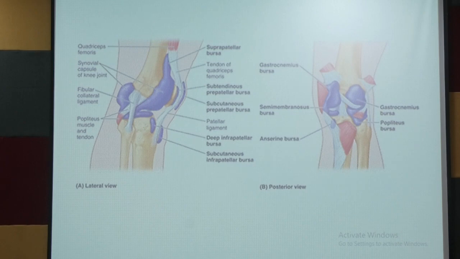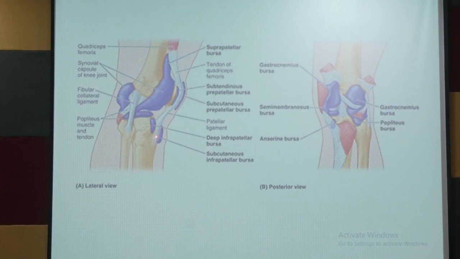Subcutaneous prepatellar bursa. Similarly, there is a bursa between the skin and the ligamentum patellae. This is the ligamentum patellae, the white one, and this is the bursa between the skin and the ligamentum patellae, and it is below the patella. So we call it subcutaneous infrapatellar bursa.